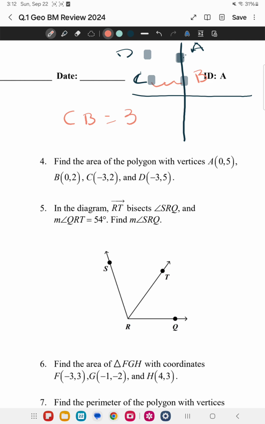And then I need to find the height because it's base times height. And so I know that I go from 2 to 5. So 2 to 3, 3 to 4, 4 to 5. And so I know that my C to D equals 3 units. Well, to find the area, I just multiply those. So I do 3 times 5. So the area of this polygon is going to be 15 units.